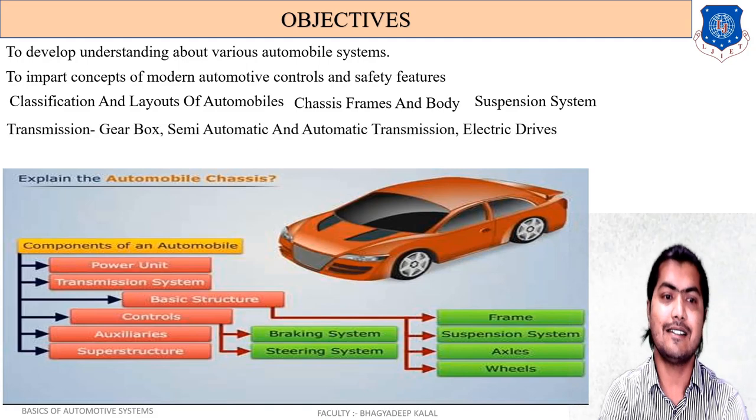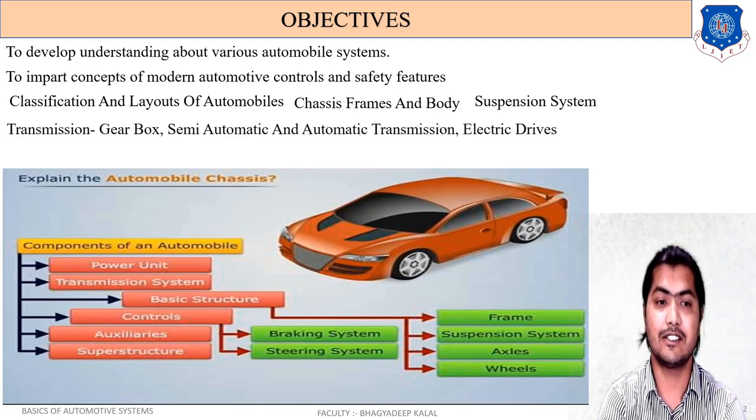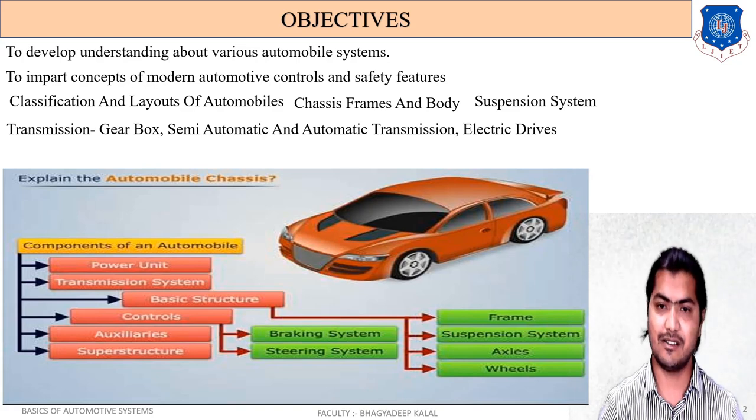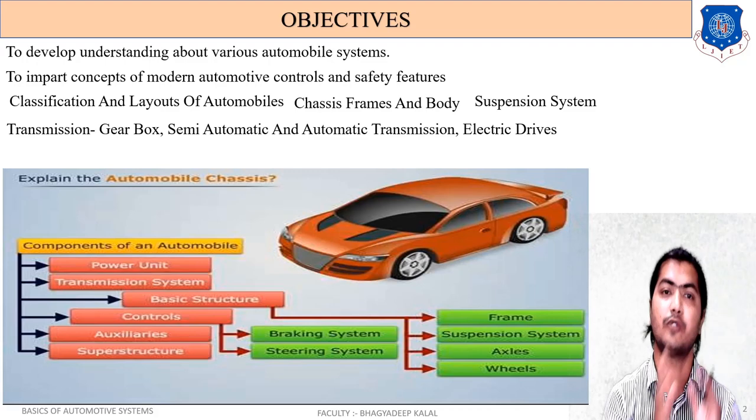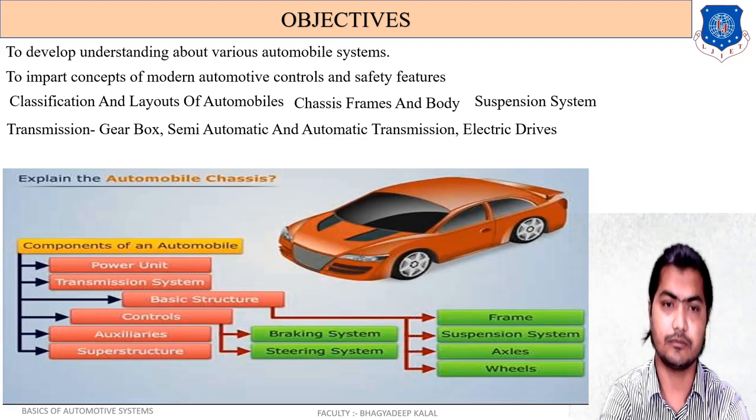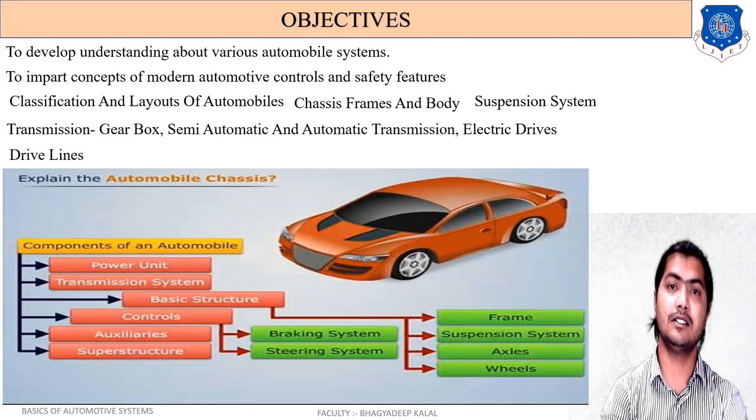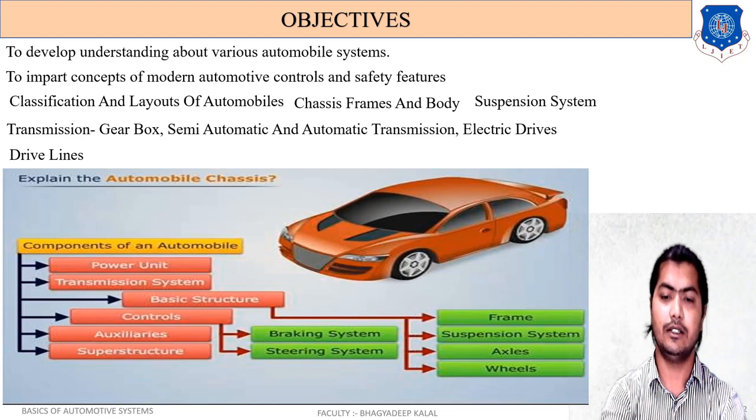Next is the transmission system. This is one of the main important topics which we will learn in this subject. In the transmission system, power is transmitted from the engine to the wheel by using a gearbox, semi-automatic system or automatic transmission system, or electric drive. These are the various types of power transmission sources from engine to wheel. Next is the driveline. What is a driveline? The driveline is a component which transmits power from the engine to the rear wheel.